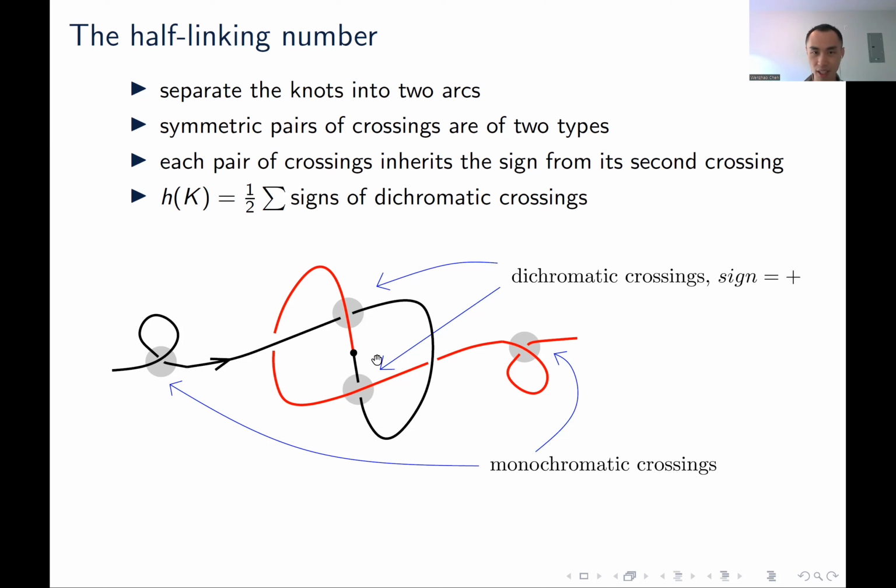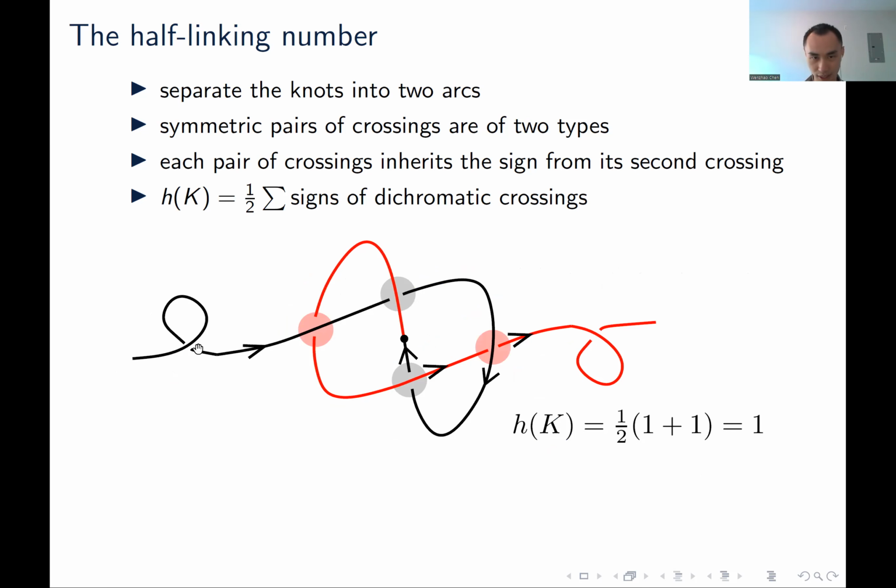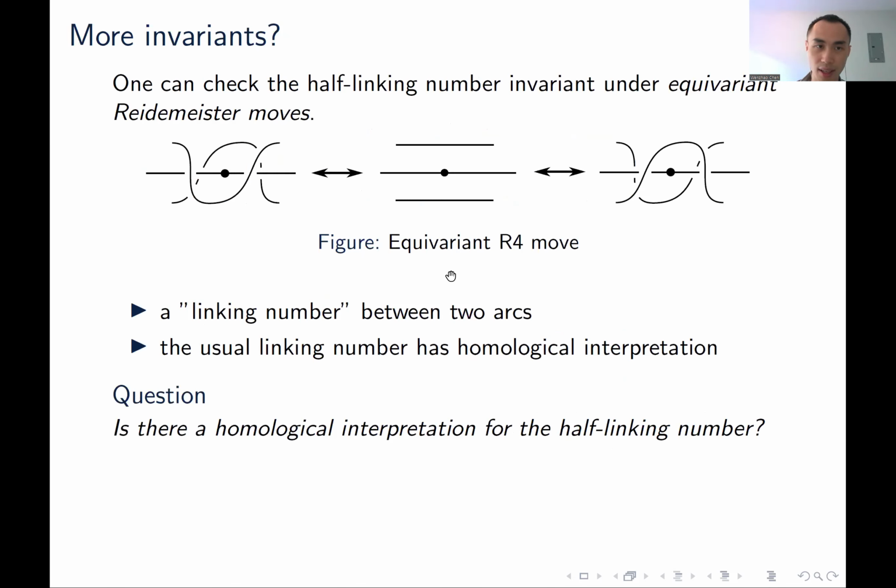And just to finish, let's look at an example to make sure we understand the definition. In this figure-eight diagram, there are two pairs of dichromatic closings, one in gray and one in red, and both of them, you can figure out, have positive signs. So you can see the half linking number is 1/2 times 1 plus 1, which is 1. That's what it is.